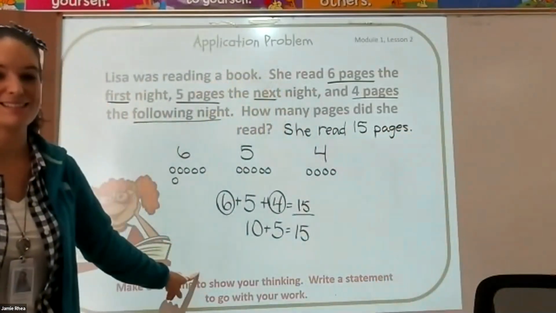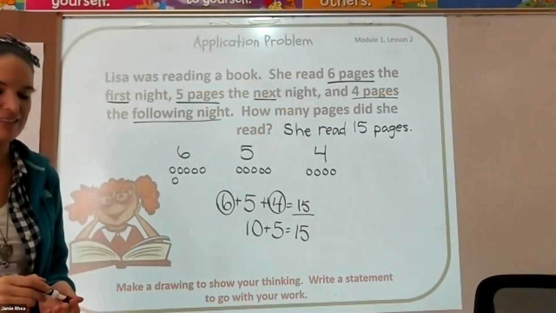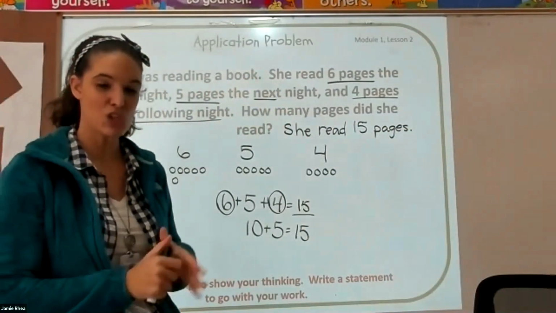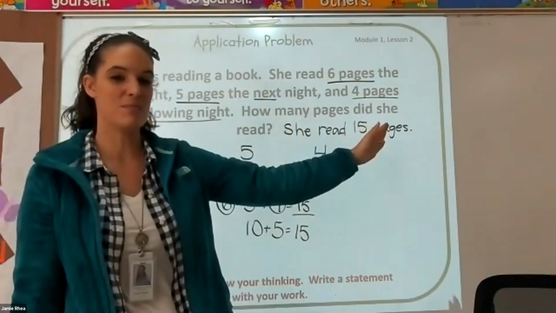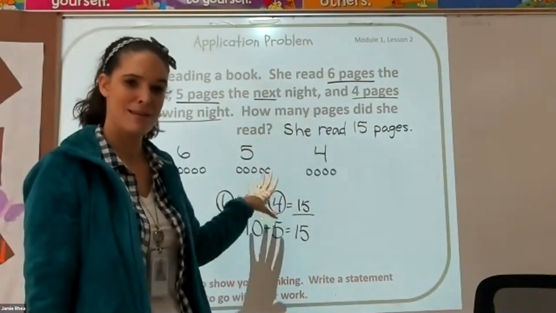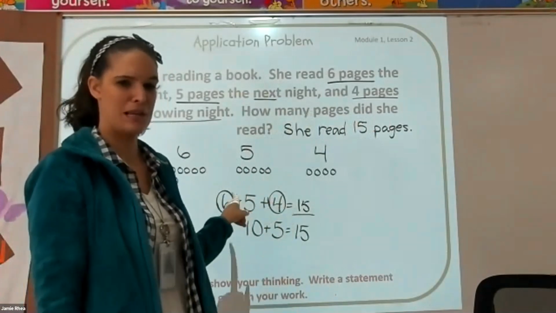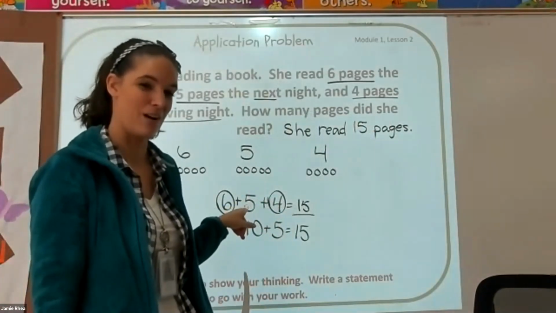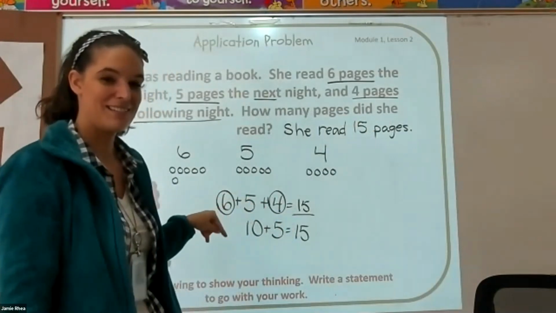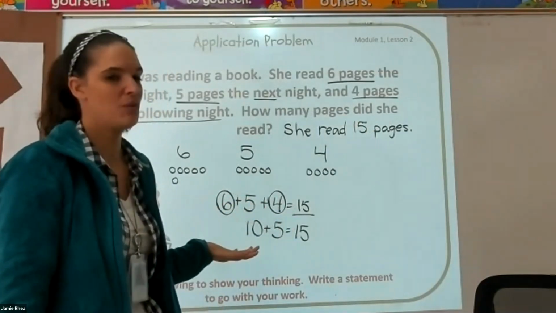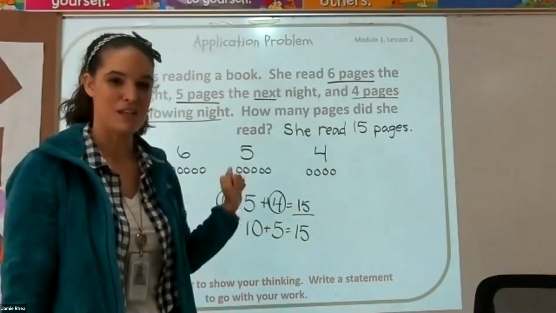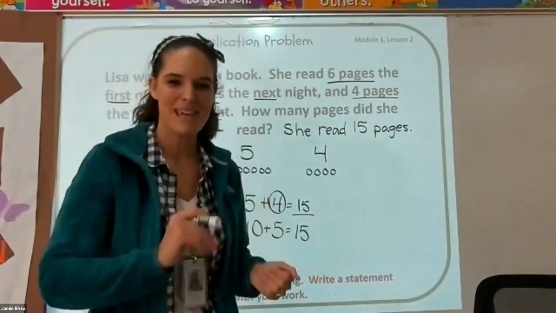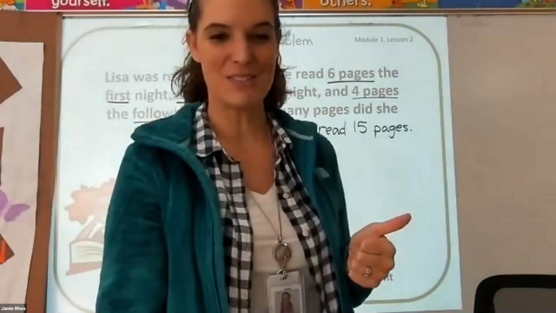Okay, now did we make a statement to go with our work? Yes, we did. So we have solved everything we need to. We drew a picture out, we wrote a statement to answer our question, and we even made a math sentence to go along to help us solve it like we did yesterday in our lesson. And we circled our 10, okay? So if you did it a different way, it's okay, as long as we still get the same answer, right? She read 15 pages. So good job, case closed. Nice work, number detectives.